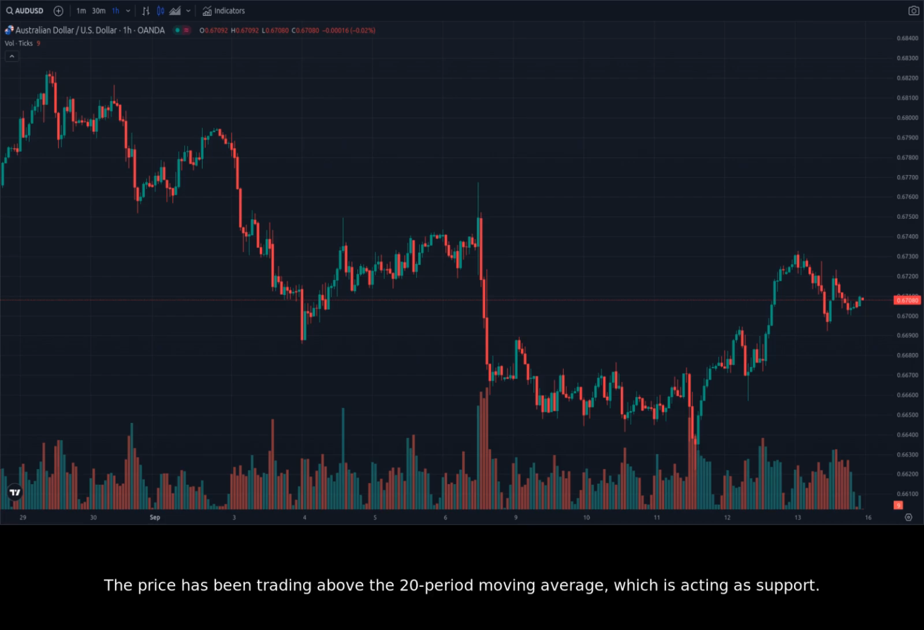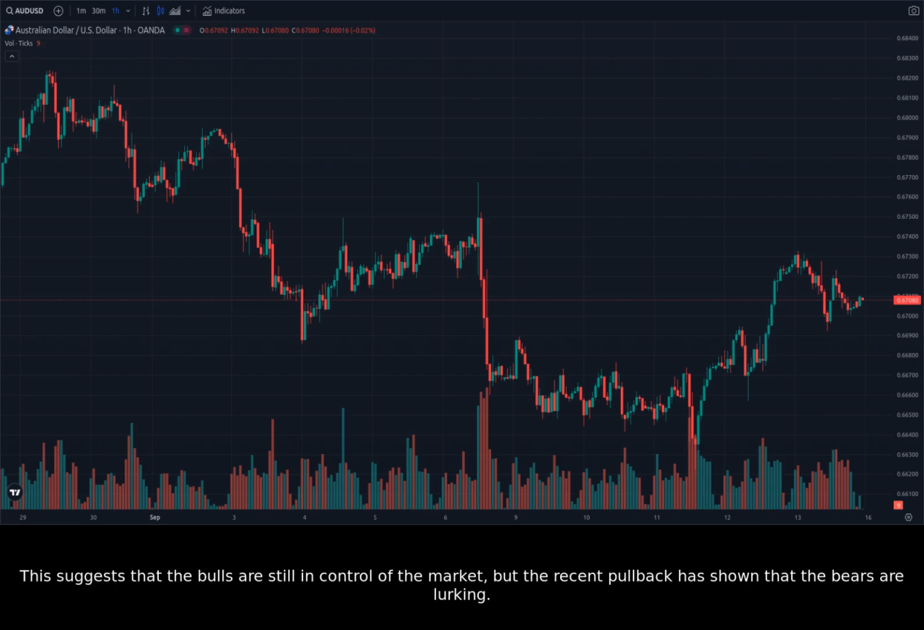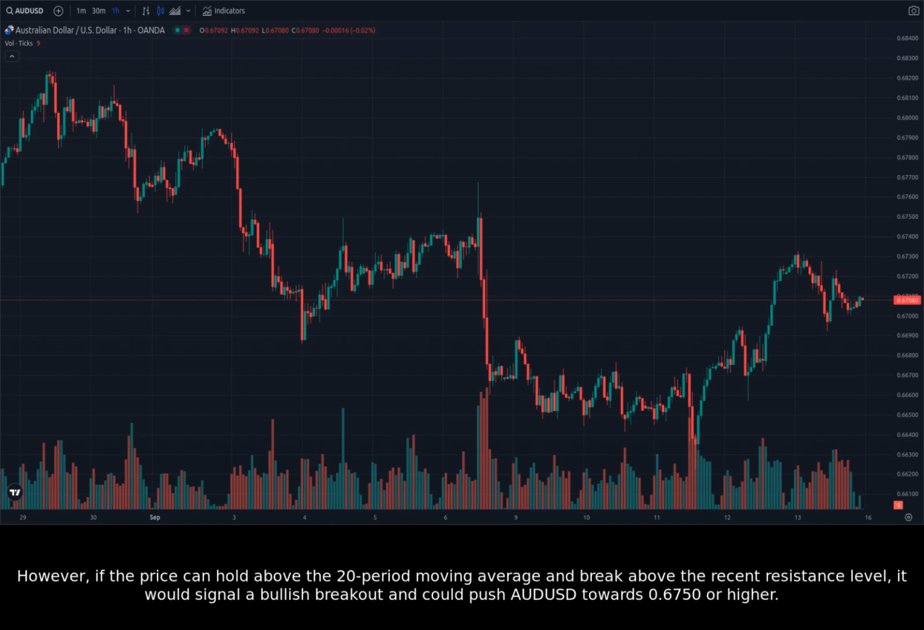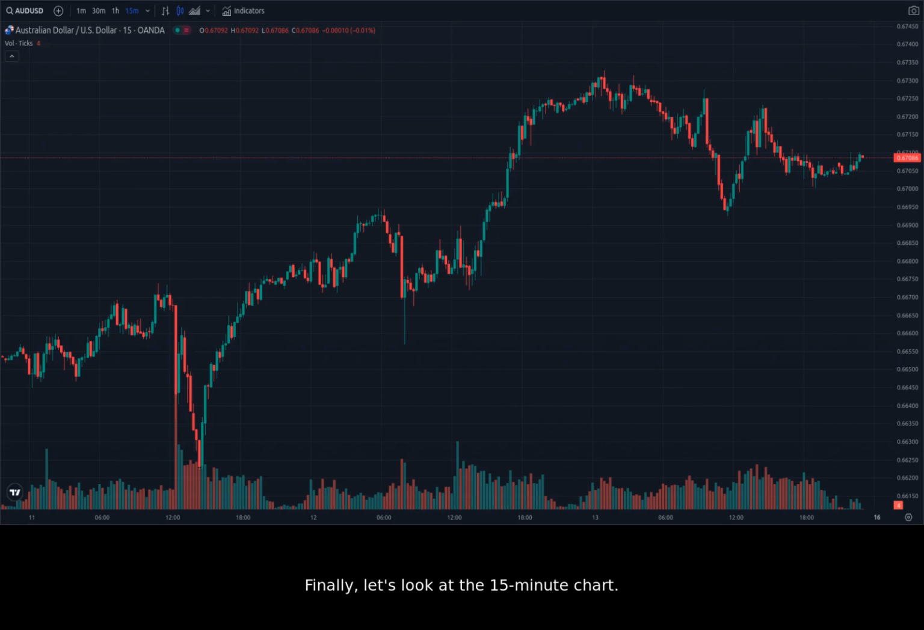Now, let's switch back to the 1-hour chart and look at the recent price action. The price has been trading above the 20-period moving average, which is acting as support. This suggests that the bulls are still in control of the market, but the recent pullback has shown that the bears are lurking. If the price breaks below the 20-period moving average, it would signal a bearish reversal and could push AUDUSD towards the next support level. However, if the price can hold above the 20-period moving average and break above the recent resistance level, it would signal a bullish breakout and could push AUDUSD towards 0.6750 or higher.